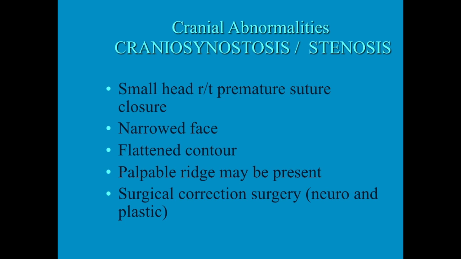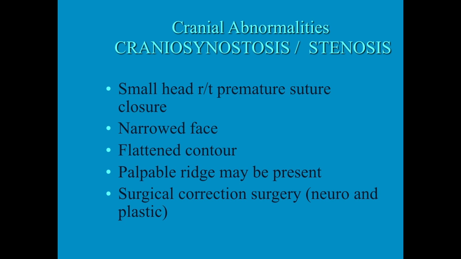The next anomaly is what we call craniosynostosis. Kind of a funny word, huh? What happens here is the child ends up having a small head because the suture lines close prematurely. So as a result, the child has a narrow face. The contour of it is relatively flat, and as you palpate the head, you may feel ridges where these bones have grown over. And what we do with these is we treat it surgically.